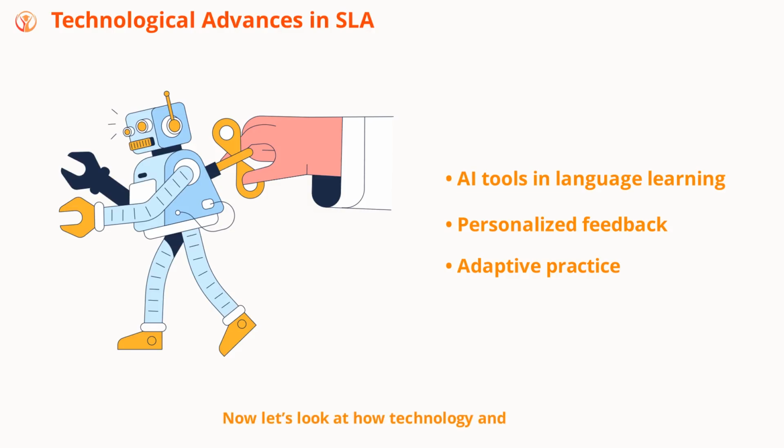Now, let's look at how technology and artificial intelligence are shaping second language acquisition. Recent studies show that AI-powered tools, such as speech analyzers and error feedback systems, can provide personalized input and scaffolding for learners. These innovations make language learning more adaptive, efficient, and engaging, offering real-time feedback and tailored practice.